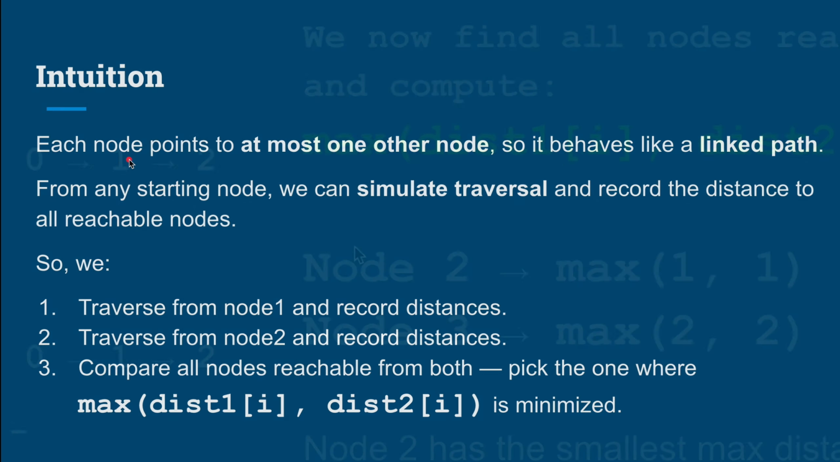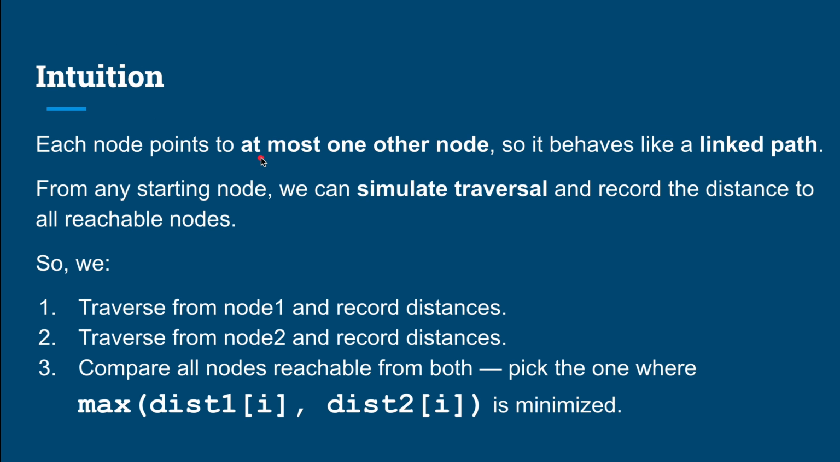Understand, right? Each node points to at most one other node, so we have something like a linked path. From any starting node, we can simulate the traversal and record the distances to all the reachable nodes, right? That we have already seen. So we will traverse from node 1 and record the distances. We'll traverse from node 2 and record the distances.